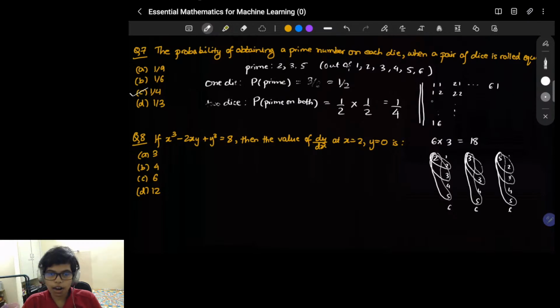So all these cases, 18 cases that I've written out here, they also include the case in which we are getting prime on both the die. So these are 18 cases, and 18 cases divided by 36, which is the total number of cases that you will have. So that makes it half.